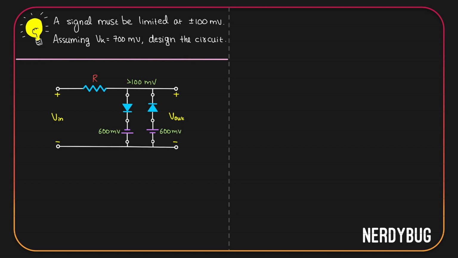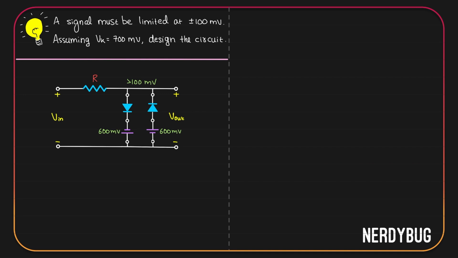On the other hand, this diode has positive 600 millivolt on its P side. If it gets a potential that is greater than positive 100 millivolt on the N side, the difference between the potential across N side and P side will become less than 700 millivolt, which means the second diode will be reverse biased.